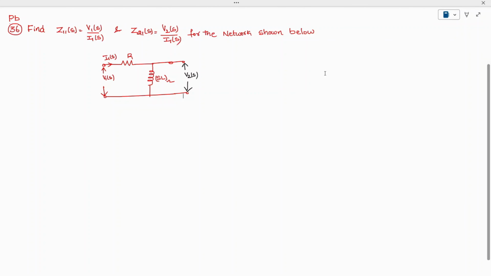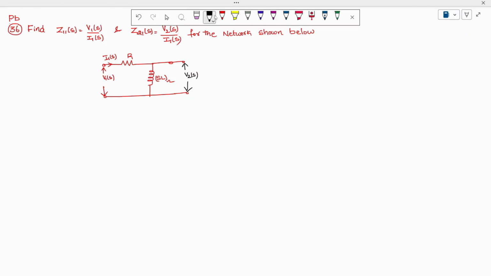Today we are going to solve problem number 36. It asks us to find the input impedance Z11 of S, which is V1 of S divided by I1 of S, and the impedance Z21 of S, which is V2 of S divided by I1 of S, called the inverse transfer impedance. This one is called input impedance, for the network shown below. Now let us try to solve this problem.